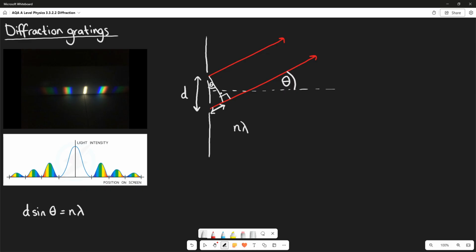And all of a sudden, we just have a trigonometric problem. We have a right angled triangle here. We have theta, the hypotenuse is d, and this distance here is some multiple of the wavelength. So if we remember, sine theta is going to be the opposite over the hypotenuse. The hypotenuse we've just called d, and the opposite is going to be n lambda. And that's the equation. You just bring the d up over here, and you have d sine theta is n lambda.